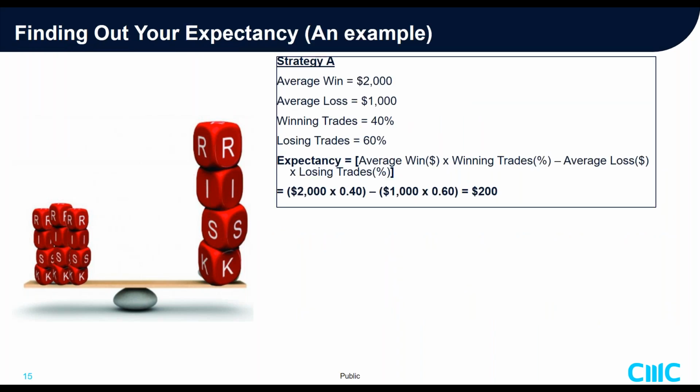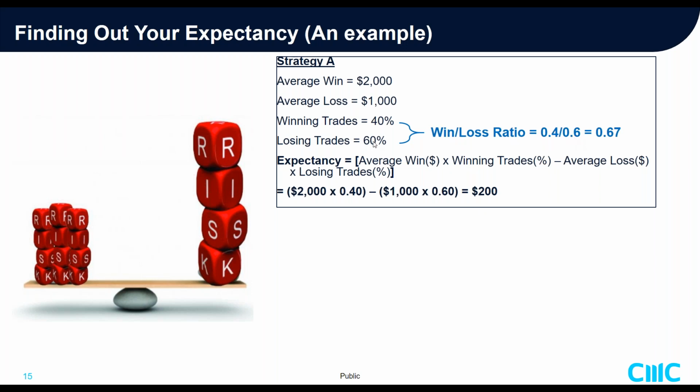So this particular strategy A, you have an average win of 2,000. That means out of the 50 trades, let's say the average win of those 50 trades is 2,000. Your average loss is 1,000. Your winning trades percent is 40%, and your losing trades percent is 60%. So you plug that into the formula over here, it gives you $200, right? So if you look at this, this is your win-loss ratio. So your win-loss ratio is 0.67.